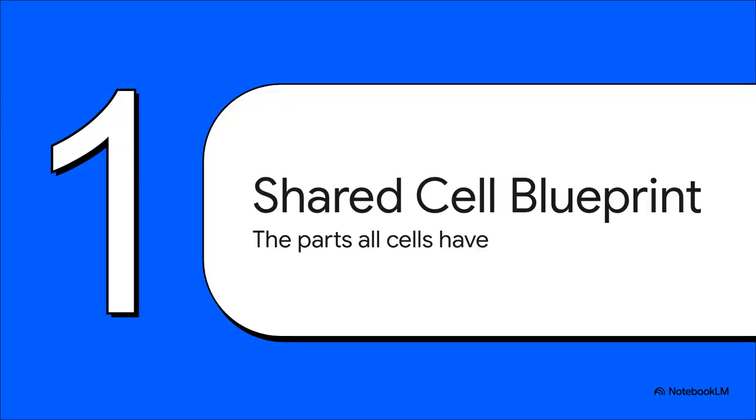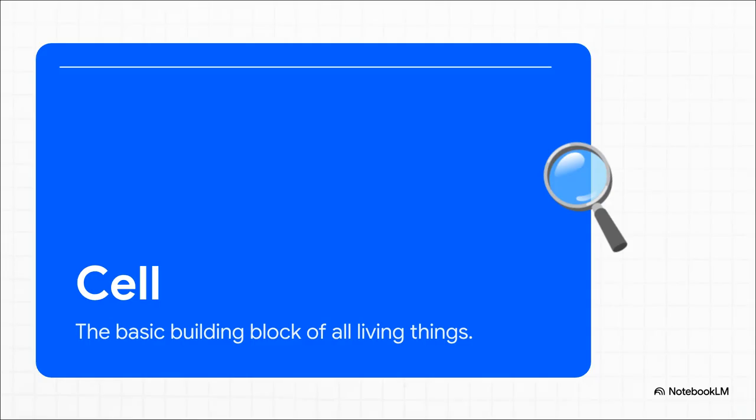All right, first up, our shared cell blueprint. Think of this like a starter kit for building a cell. Before we get into all the differences, we gotta look at the amazing parts that plant and animal cells have in common. So, let's start with the basics.